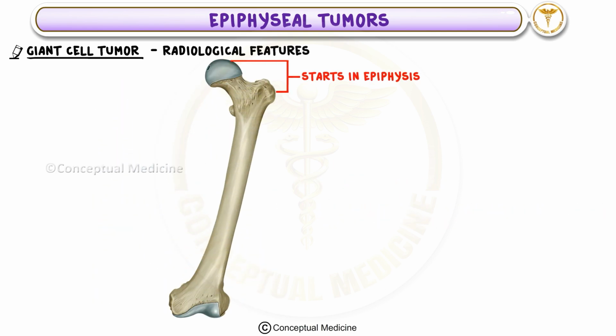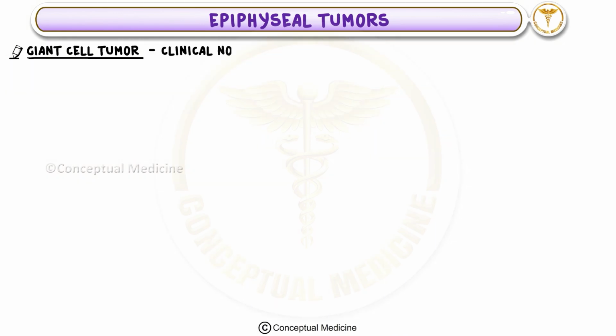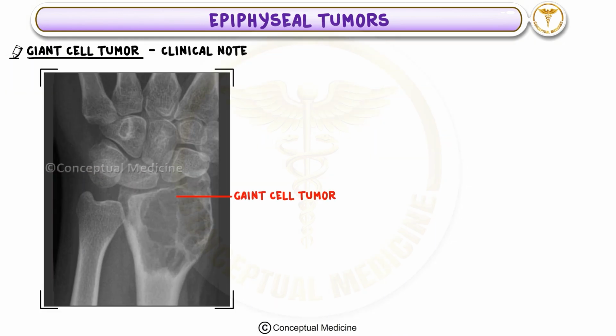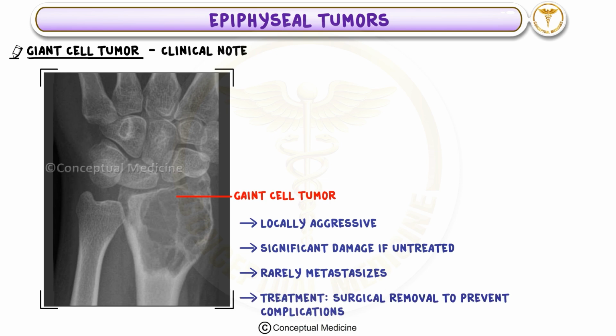GCT starts in the epiphysis of the bone and extends toward the metaphysis. This pattern of growth is a hallmark feature of this tumor. Clinical note. GCT is considered locally aggressive, meaning it can invade nearby tissues and cause significant damage if untreated. It rarely metastasizes. Treatment often involves surgical removal to prevent further complications.